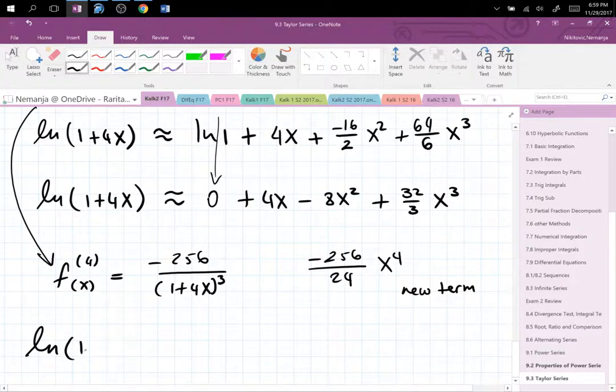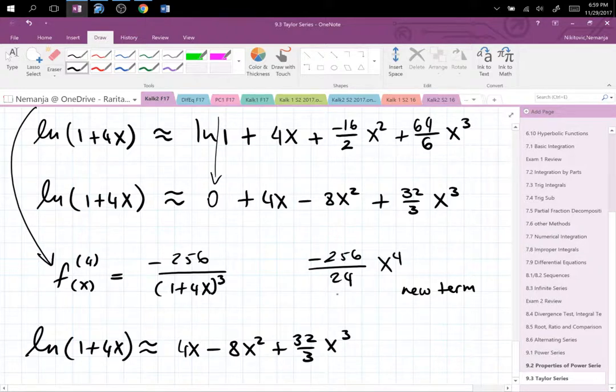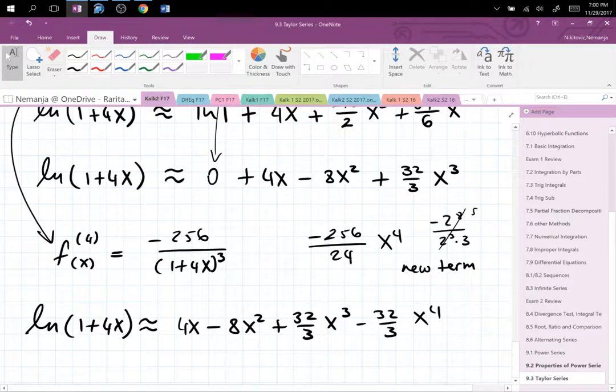So now our ln of 1 plus 4x is 4x minus 8x squared plus 32 over 3 x cubed, and then we have to simplify here. So 256 is base 2: 2, 4, 8, 16, 32, 64, 128, 256, so 2 to the 8, divided by 24, which can be written as 8 times 3, so 2 cubed times 3. So this will cancel, leaving you 2 to the 5, and 2 to the 5 is 32, so negative 32 over 3 x to the 4th. And there's the 4 terms.